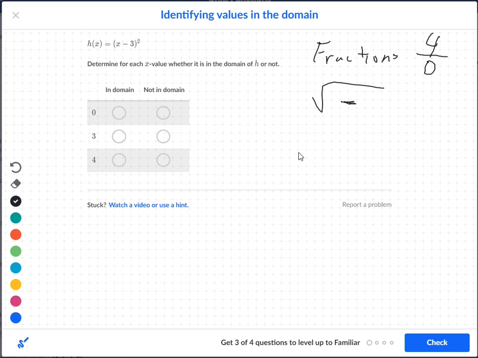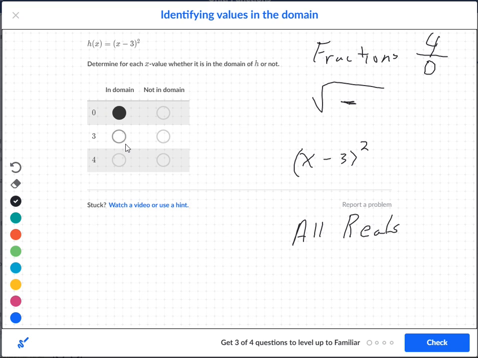Now, this x minus 3 squared is not a fraction, nor is it a square root. So there are no restrictions on this. I would say this could be all reals. And what do I mean by all reals? It could be any number that you can think of. So yes, this could be a 0. Yes, I could put a 3 in for the x.